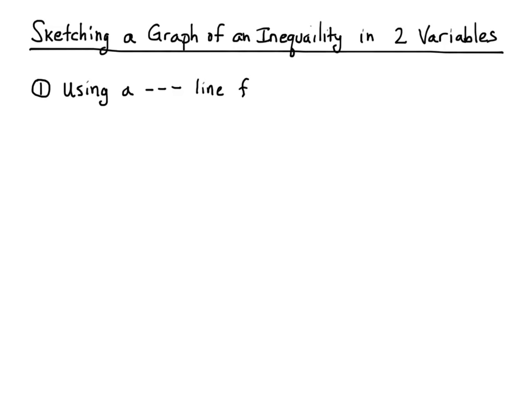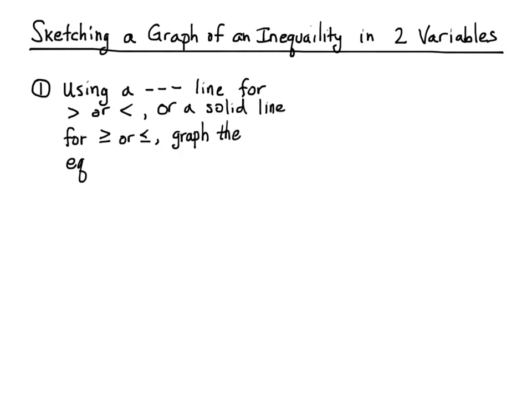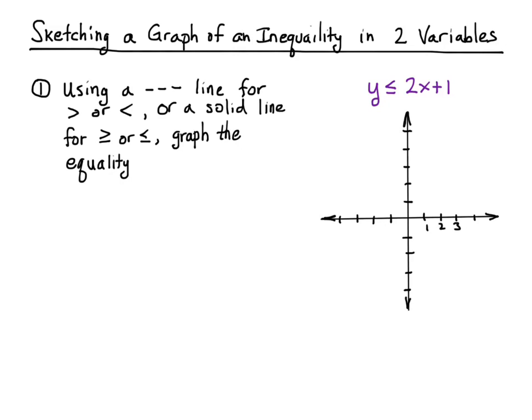Of course, just to review that, we use a dashed line for greater than or less than, and we use a solid line for greater than or equal to, and less than or equal to, and we graph the inequality. So let's say I have y is less than or equal to 2x plus 1. I graph the line. This one's a solid line, of course, because it's less than or equal to. And then I test a point, like if I put in a 0, will I get something that's true? 0 is less than or equal to 0 plus 1, which is true.